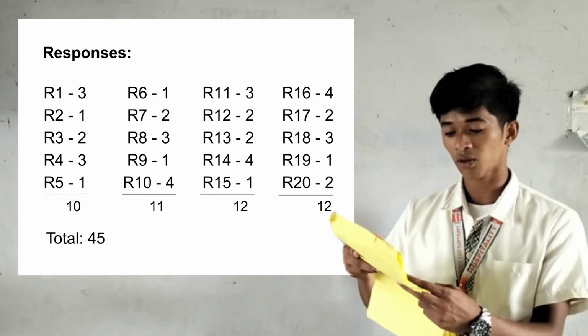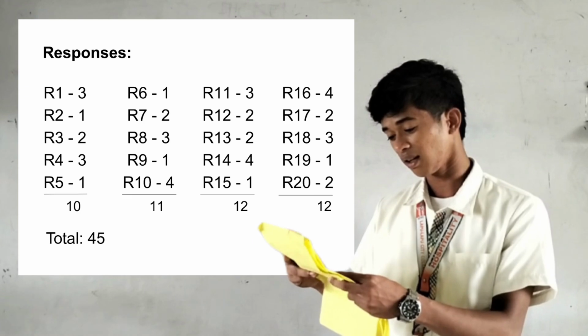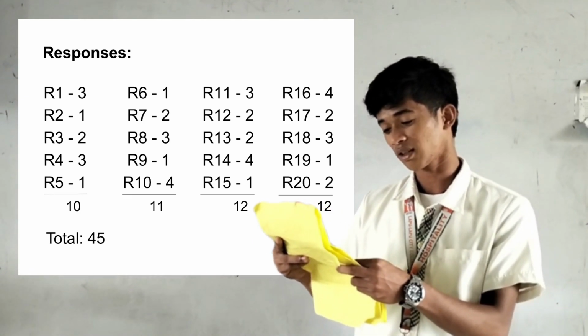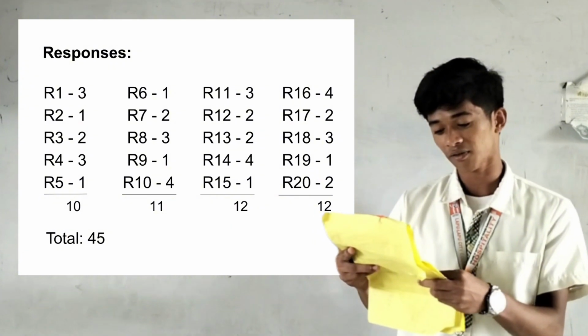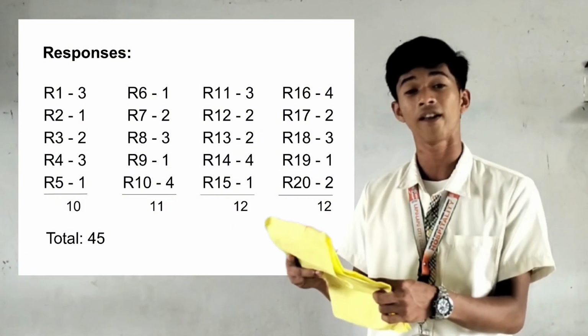So let's proceed to respondent 11. Respondent 11 is 3, respondent 12 is 2, respondent 13 is 2, respondent 14 is 4, respondent 15 is 1. So that totals to 12.